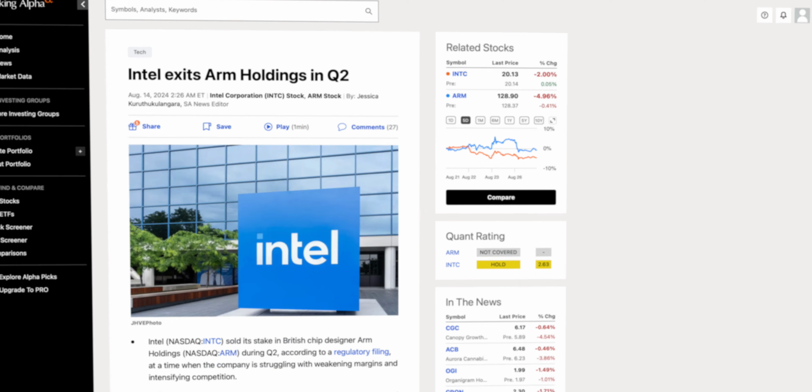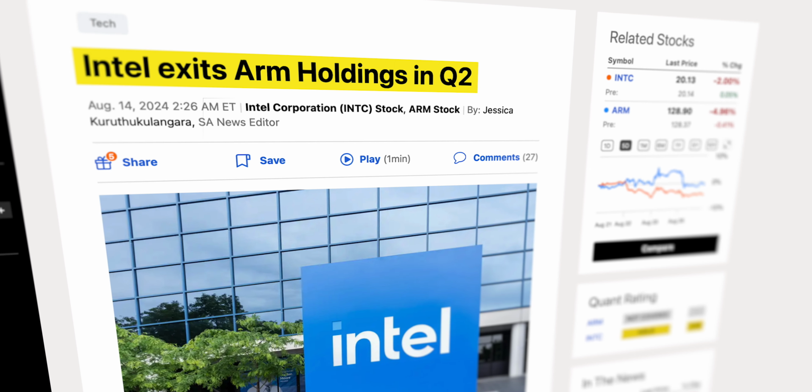When I was analyzing Intel, I found news that they are planning to lay off 15% of their staff. And I also found out that they sold their shares of ARM Holdings. So we can find things that may sometimes not be very visible when looking only at the numbers.